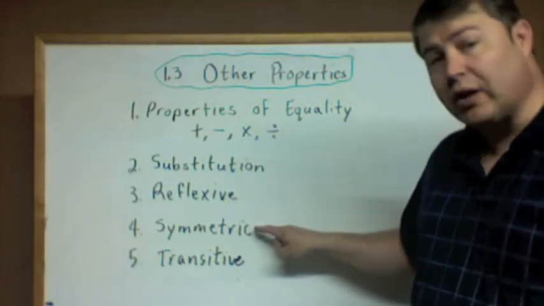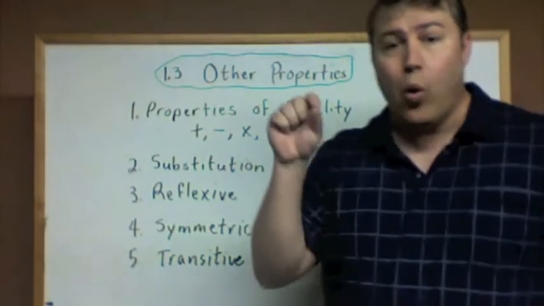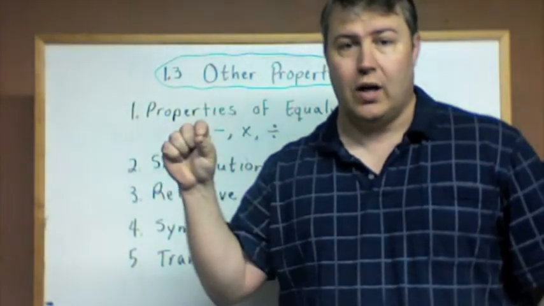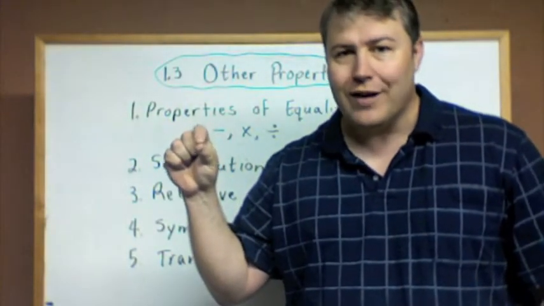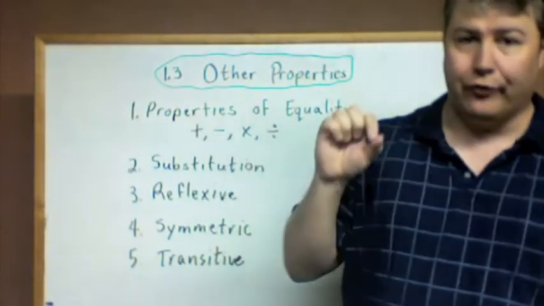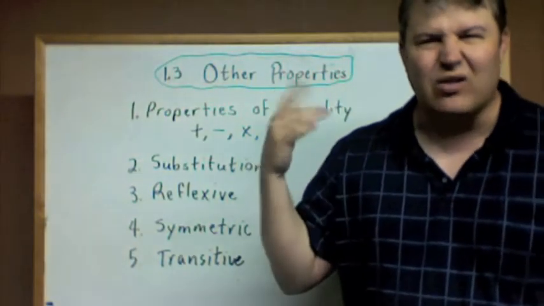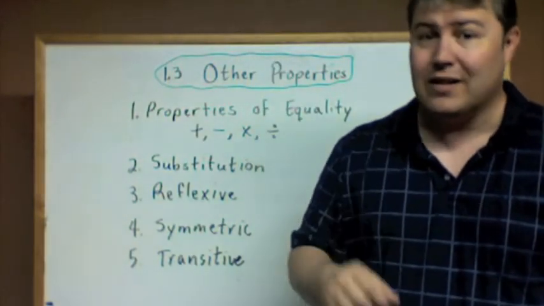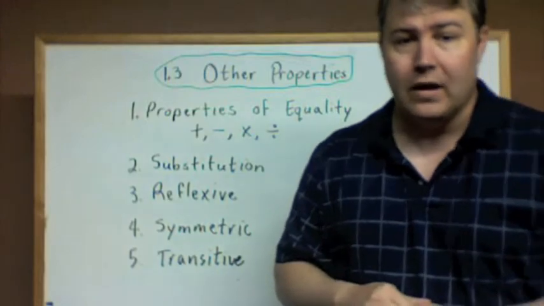Now the symmetric property says that if one quantity equals a second quantity, then it has to be true that the second quantity equals the first quantity. And again, that's one of those duh ones, but it will come into play a bit later on.